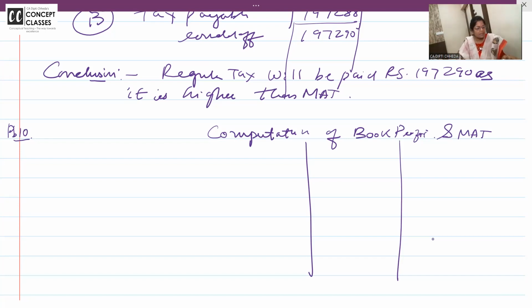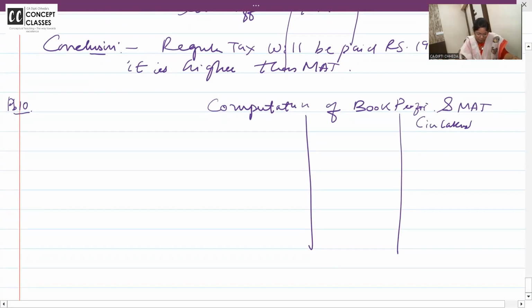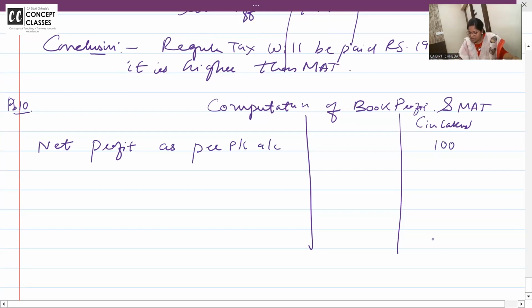$100 lakhs. Everything is in lakhs. So can we write in lakhs so that we can complete the problem fast? Can we do like this in exam also? In lakhs, in thousands, yes. Net profit as per the profit and loss account is how much? 100 lakhs.